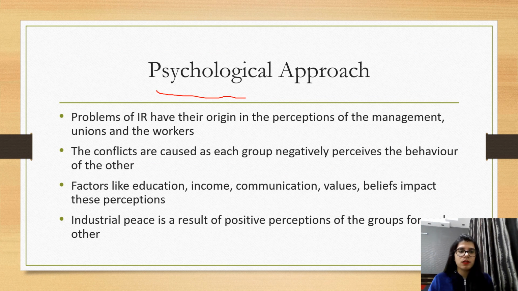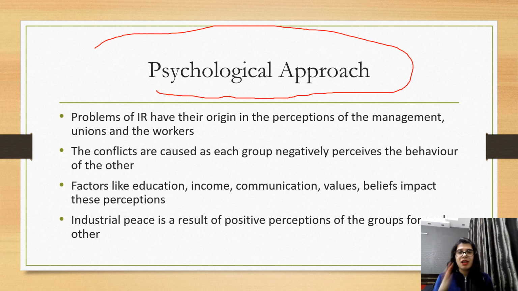Then psychological approach. Now see, psychological approach is that, see, problems जो IR की होती है ना, वो perceptions की वजह से होती हैं psychological approach के according. अब देखो psychology of individual से related है ये approach. So problems of industrial relations have their origin in perceptions of management, union and the workers.